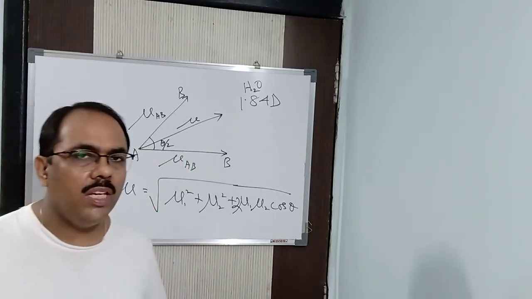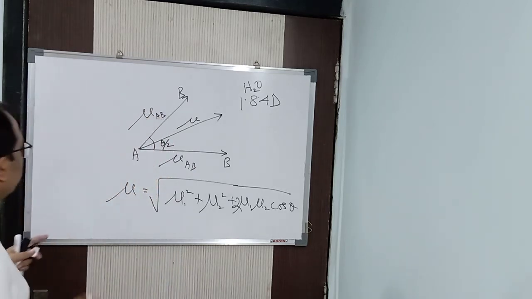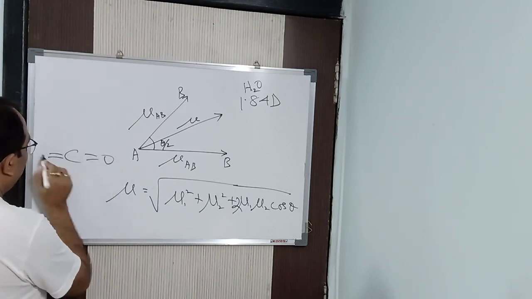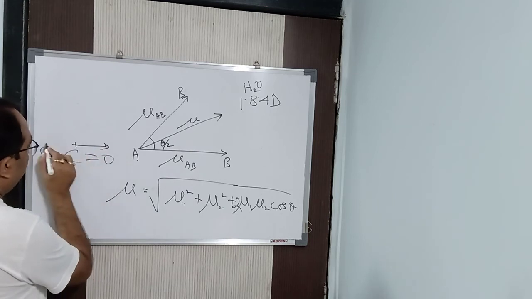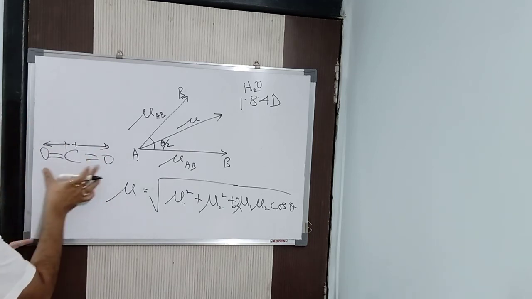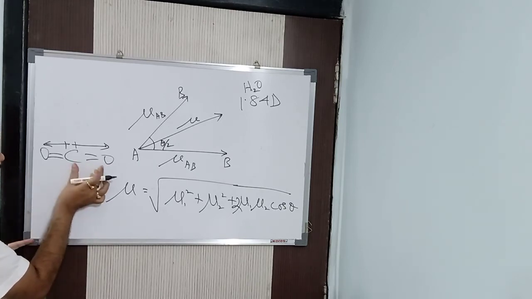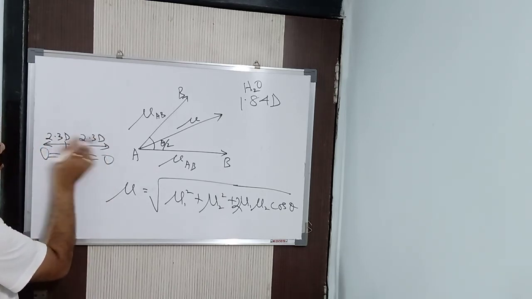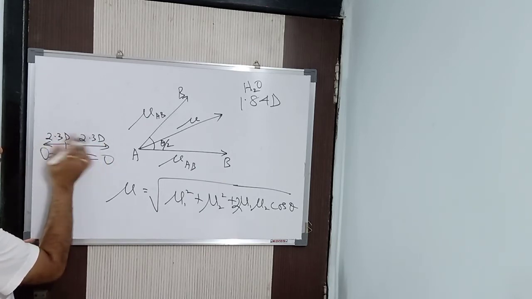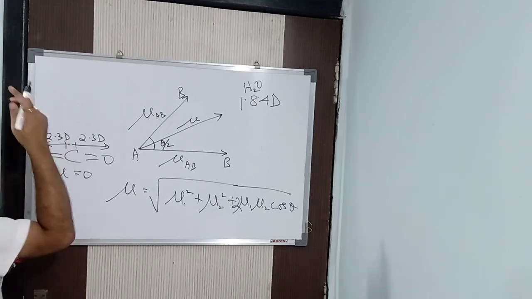But that does not mean that all triatomic molecules will be measured in this way. No. For example, in case of carbon dioxide, CO2, it is linear, because the dipole moment from this to this and from this to this is the same. If two vectors are in opposite directions, the resultant vector is 0. This is 2.3 D and this is also 2.3 D. So the net dipole moment is 2.3 D minus 2.3 D. Mu is equal to 0. For that reason, carbon dioxide is linear in nature.